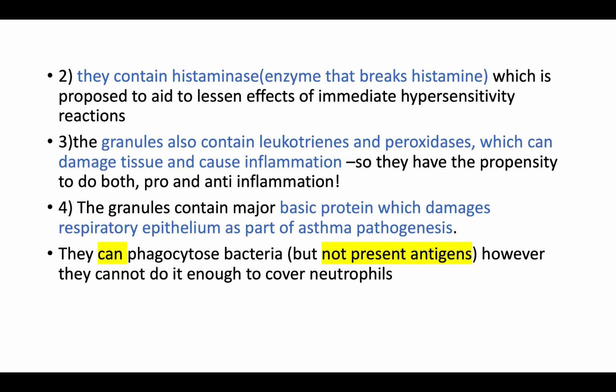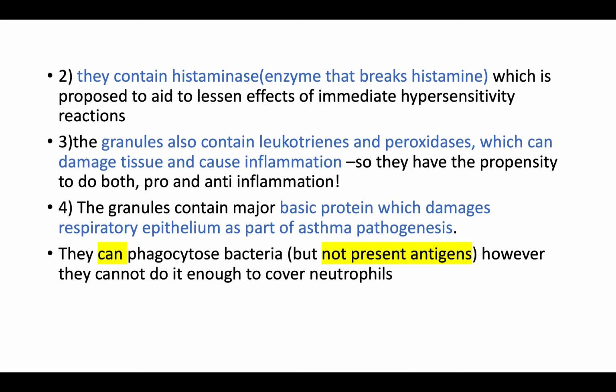Okay. The granules also contain leukotrienes and peroxidases, which can damage tissues and cause inflammation as well. And these granules can also contain major basic protein, which damages respiratory epithelium. You remember, you also know that the presence of high eosinophils is part of the pathogenesis of asthma. So this is due to the production of major basic protein, which is the protein implicated in the damage of the epithelium in the respiratory tract.